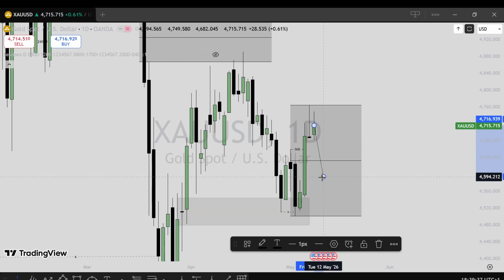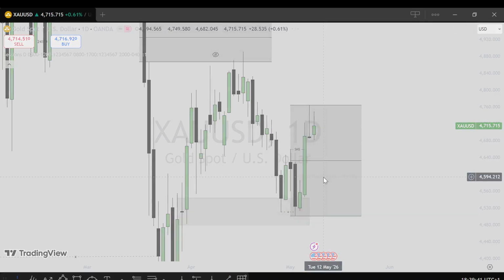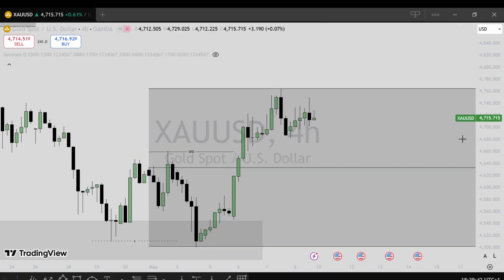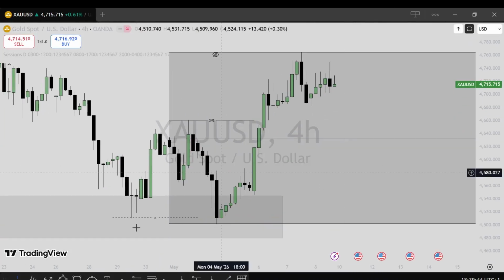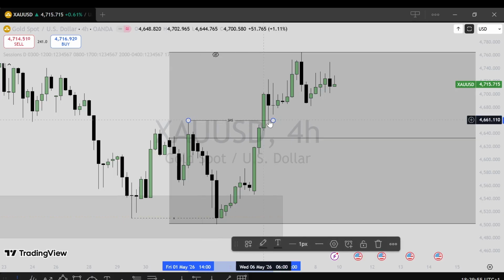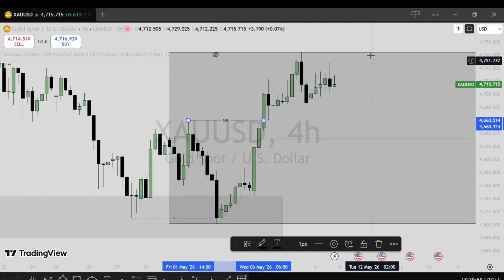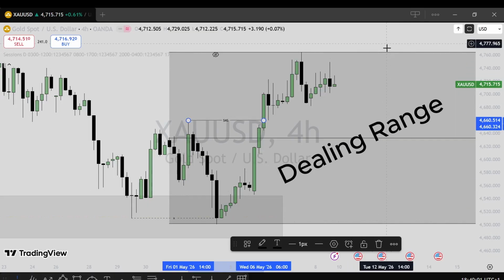Okay, so without wasting time, let's dive into the 4 hours time frame. So this is our 4 hours time frame. This is our liquidity sweep on the daily. Then this is our shift in market structure. Then this is our dealing range.